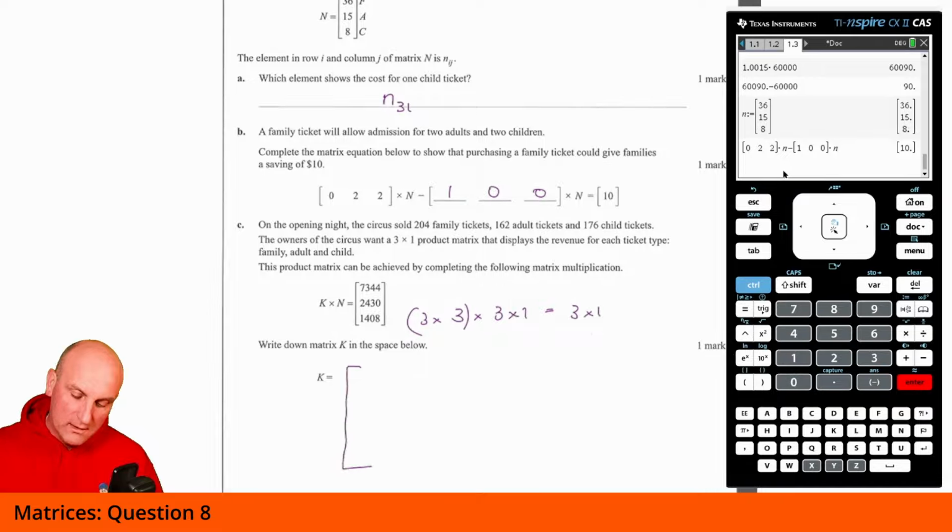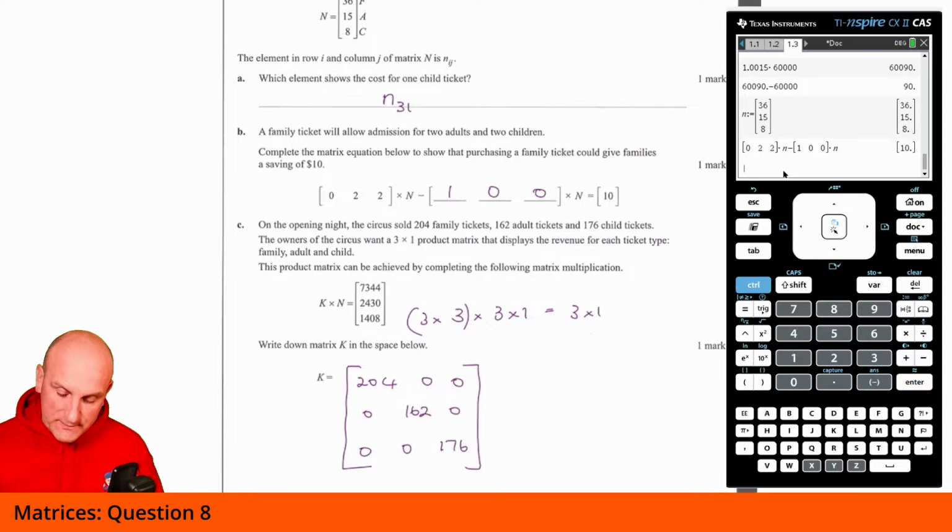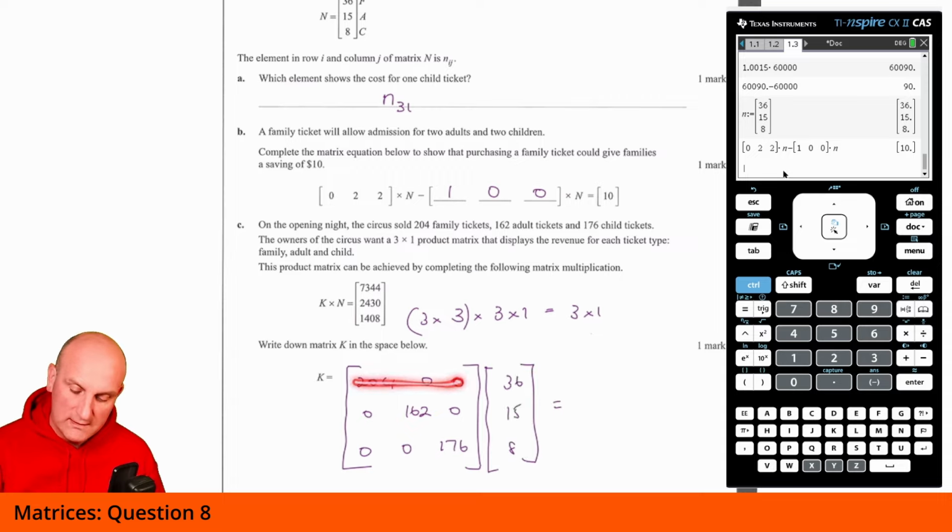So here we go. On the opening night, sold 204 family tickets. I'm going to do 204, 0, 0, and then 0, 162, 0, and 0, 0, 176. Now, if we multiply that by my N, which is 36, 15, and 8, let's just check what happens. I'm going to do 204 family times 36 for a family. And then this times this would give me the 162 times the 15.